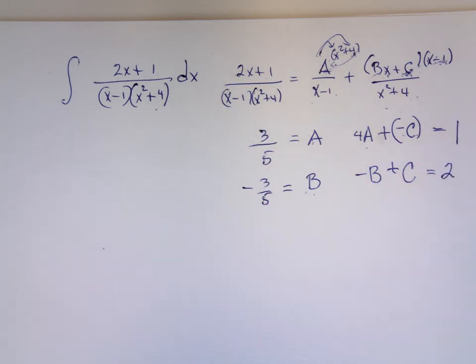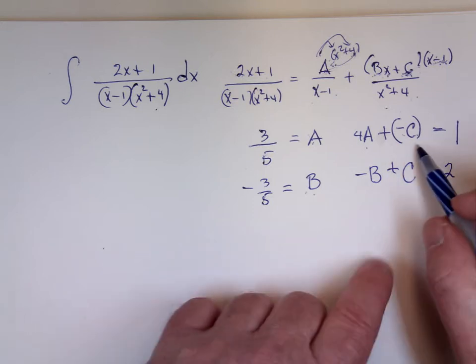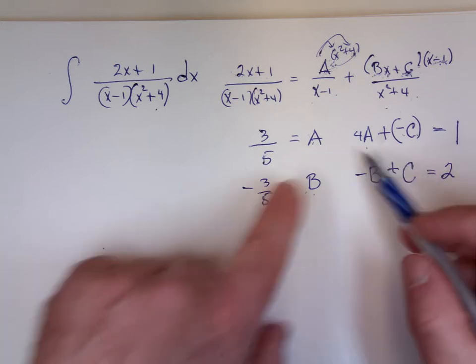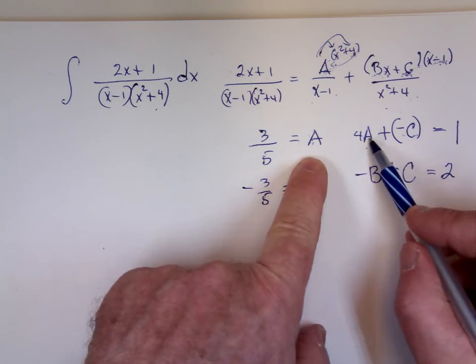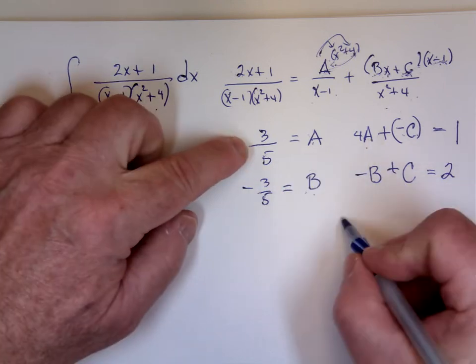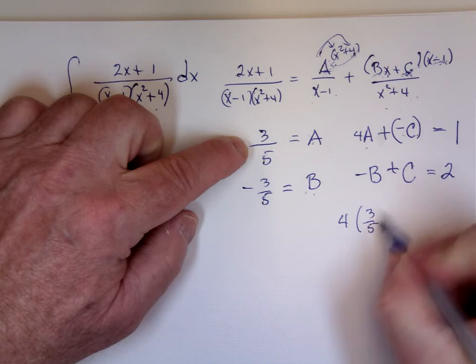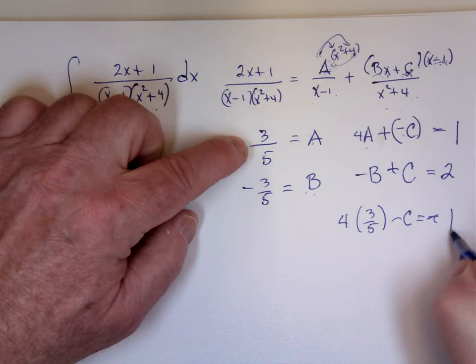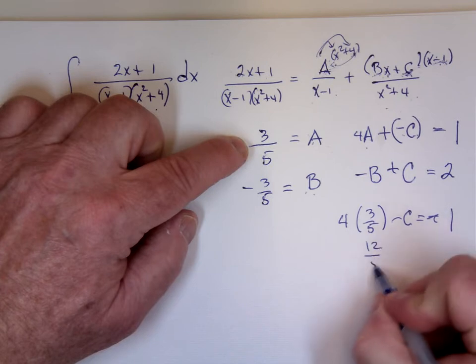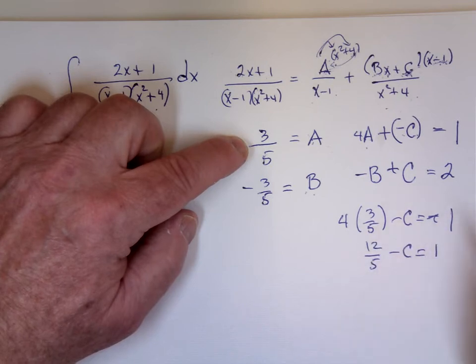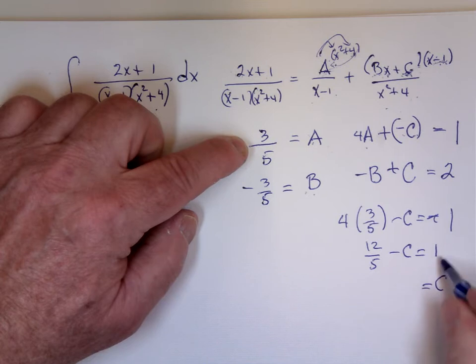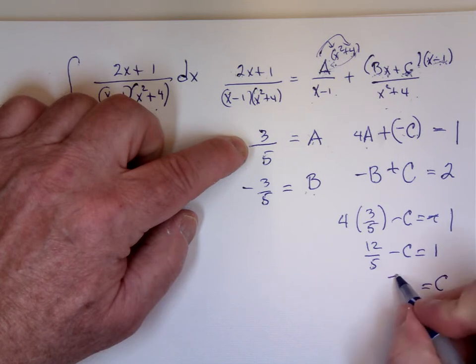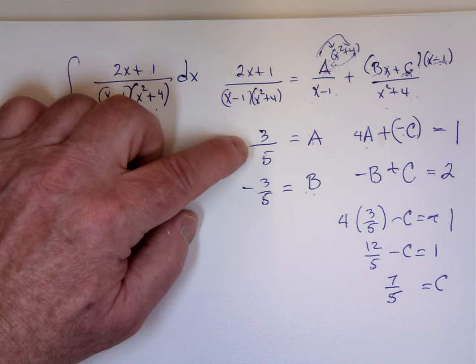All right, so substitute this in for a. If you substitute for a, the 3/5 equals 1. I've got 12/5 minus c equals 1. Bring the c over, subtract the 1. I'll have 7/5 will be c. You with me on that? That's using this one. If I chose to use the x's, you don't have to do both. You do one or the other.